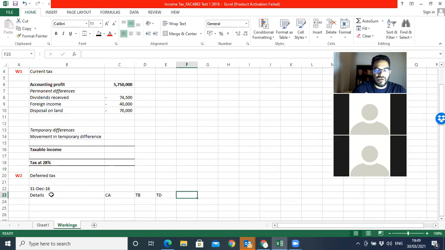I just say 100%. I just have this line item as well, or 80%. You don't have to have this line, up to you. And then I have deferred tax at 28%. Okay.